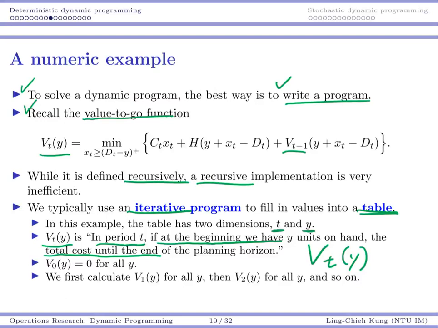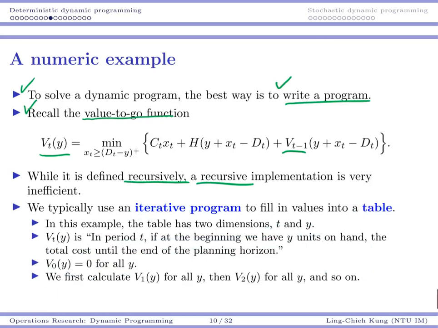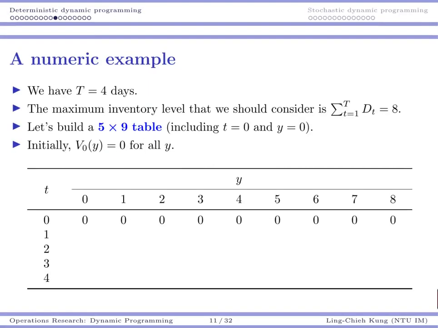Okay, and of course, if t is already 0, which means we are already closing our stores, we are already at the end of the world, then given whatever amount we have, we define V_t(y), or V_0(y), as 0. Once we have all of this, we're going to do the calculations from the bottom to the top. We're going to calculate V_1 for all the y's, and then V_2 for all the y's, and so on.